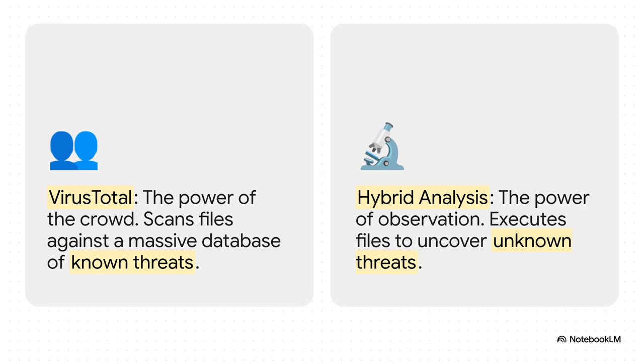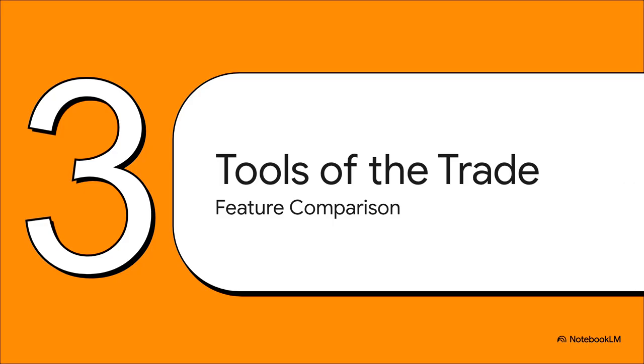So this really brings us to the key difference. You see, VirusTotal's superpower is its breadth. It's the power of the crowd. Hybrid Analysis, on the other hand, bets everything on depth, the power of pure observation. It's designed to catch those sneaky, brand-new, zero-day threats that don't even have a signature yet. All right, so we get the philosophies. Now let's get down to brass tacks and compare what's actually in their toolkits, feature by feature. This is where we see how those big ideas turned into tools you can actually use.